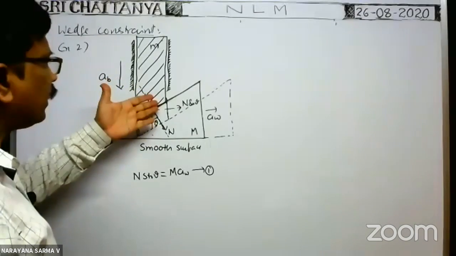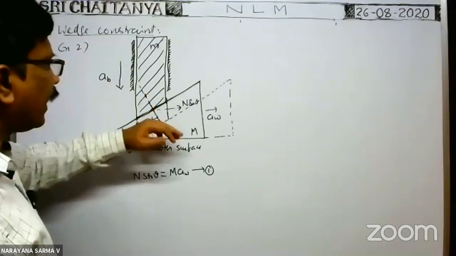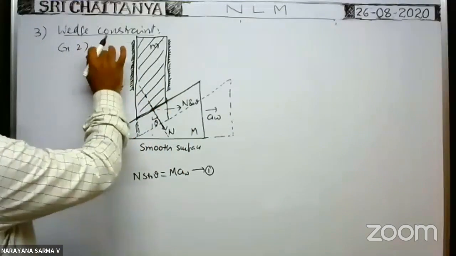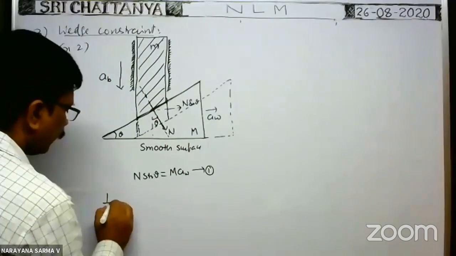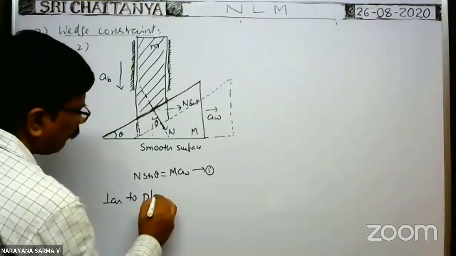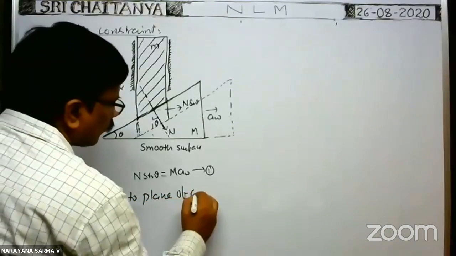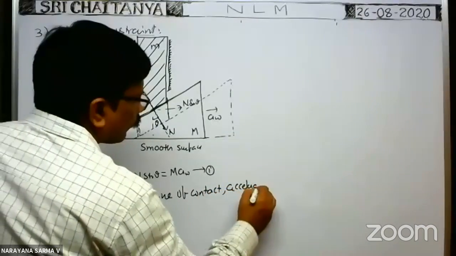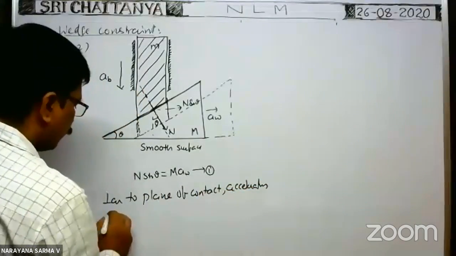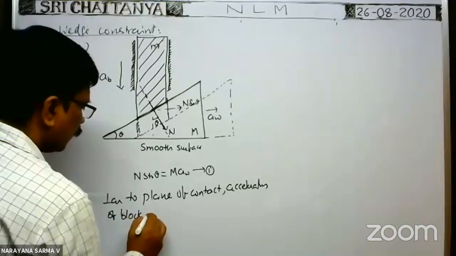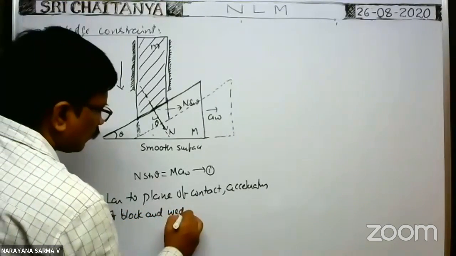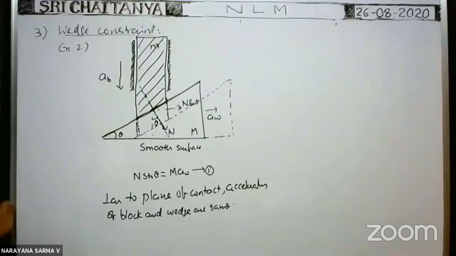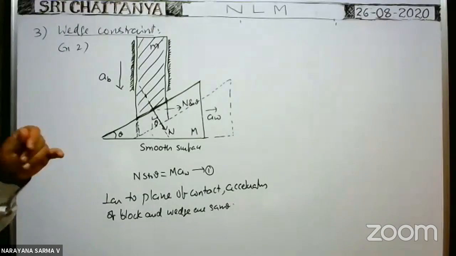But separation is not there, which means perpendicular to the plane of contact, accelerations of the block and wedge both are equal. That is the condition of the wedge constraint. So perpendicular to plane of contact, accelerations of block and wedge are the same. That is very, very important. Perpendicular to the plane of contact, acceleration of the block and wedge are the same.